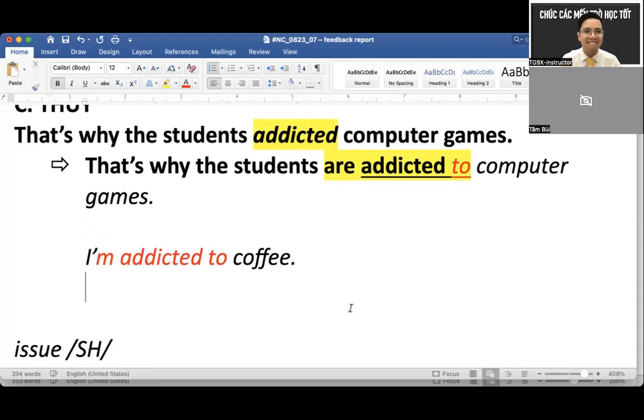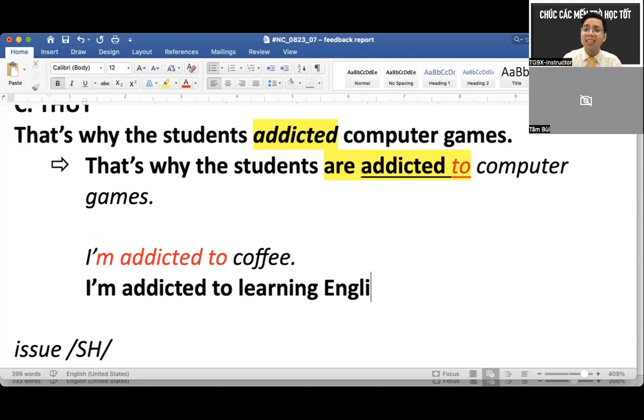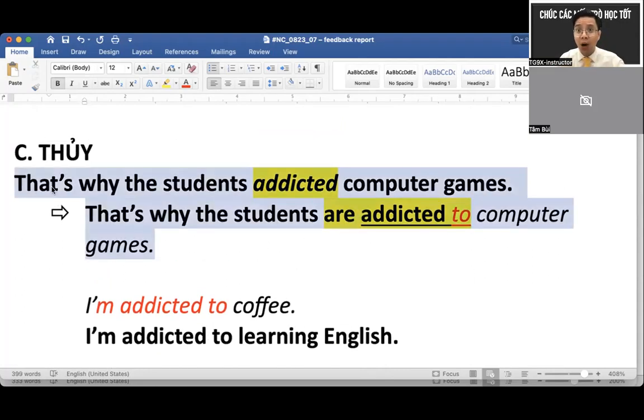I'm addicted to learn English. To learning English. Oh, that's very good. To learning English. Thank you so much. Very good. So class, that's how we improve our mistake. You need to work a lot more on the mistake that you can see. If you just take a look at this and then you let it go, you can never make it yours.